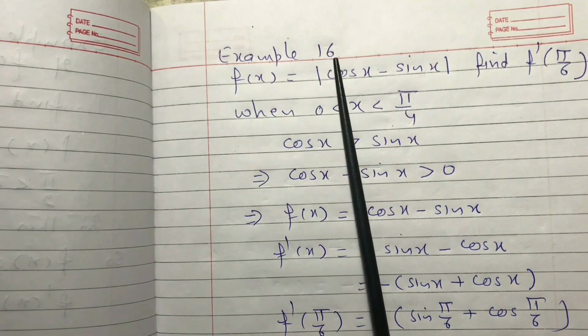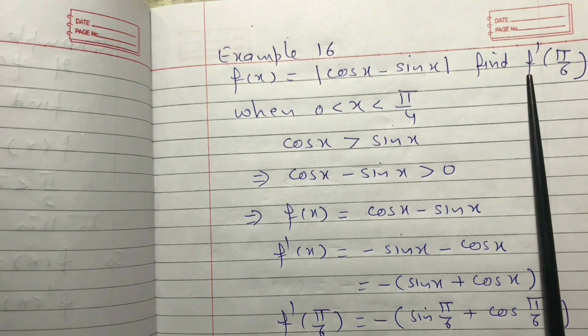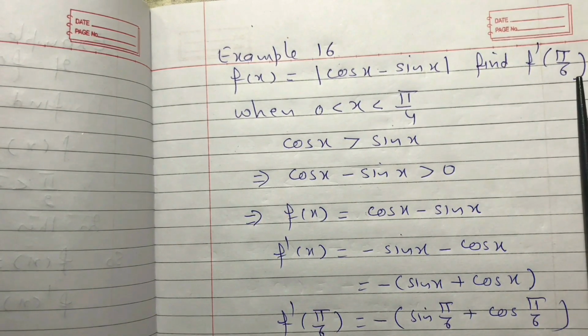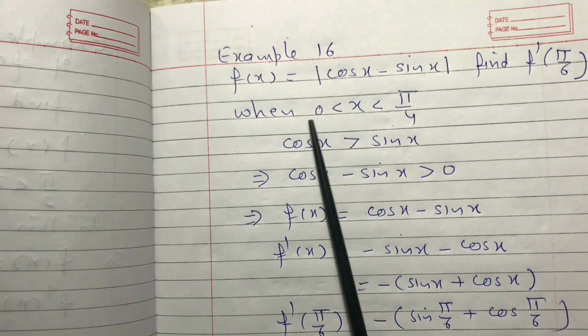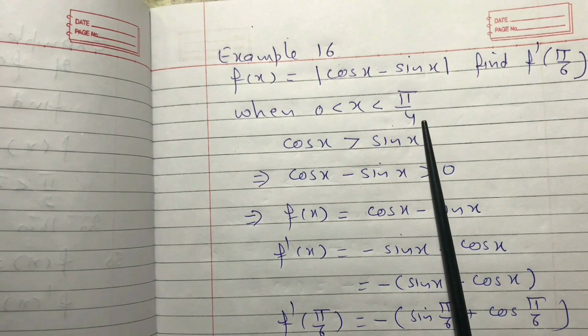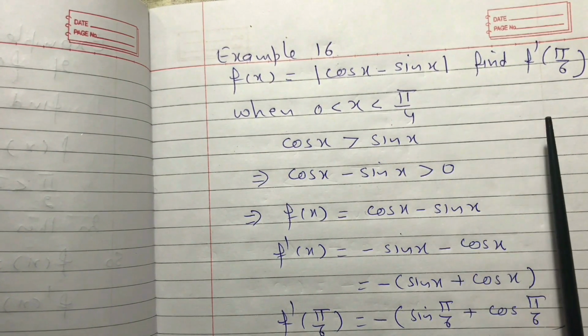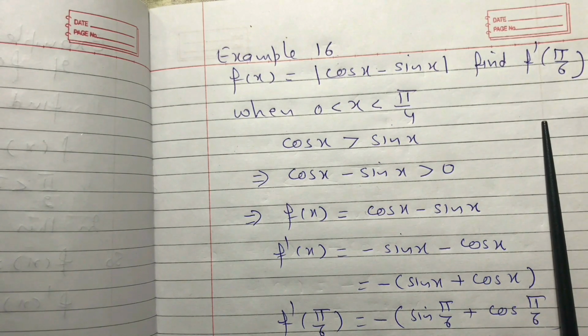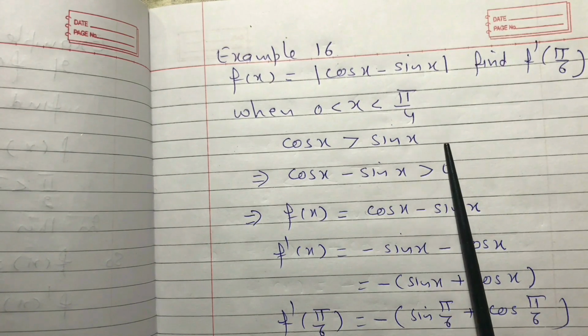Now example 16. f(x) is mod of cos x minus sin x. Find f dash pi by 6. Now pi by 6 is 30 degree, and this x lies between 0 to pi by 4. In this interval 0 to pi by 4, if we see the graph of cos x and sin x, cos x is greater than sin x.